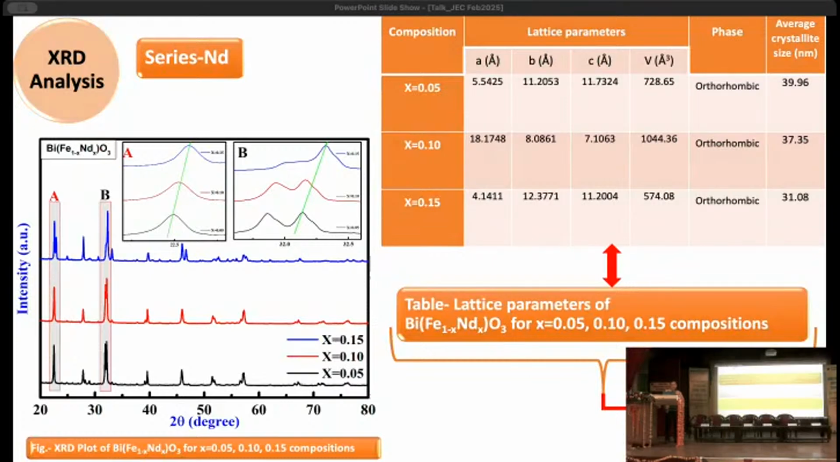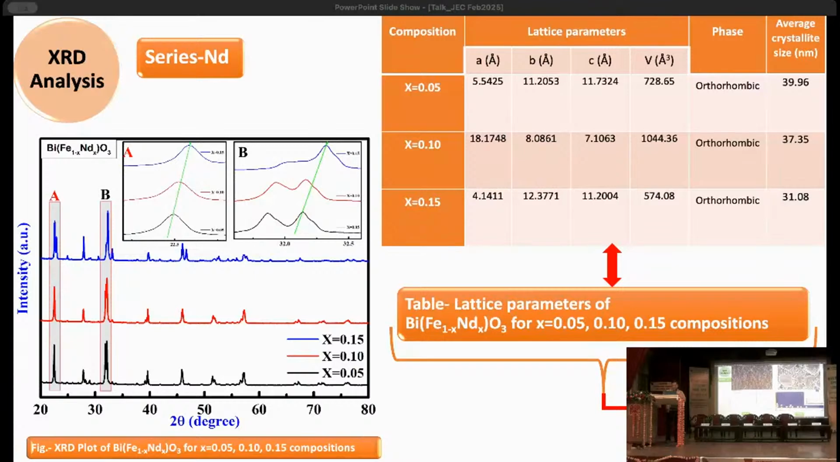Then if you see another analysis we have done, this is FESEM. Why have we done FESEM? Because we want to show the polycrystalline nature of the material. Here for different series, the shape and size of the material is different for the different doping of lanthanum. And even in some places you can see the void space. Void space means there is a space between the atoms in the structure.